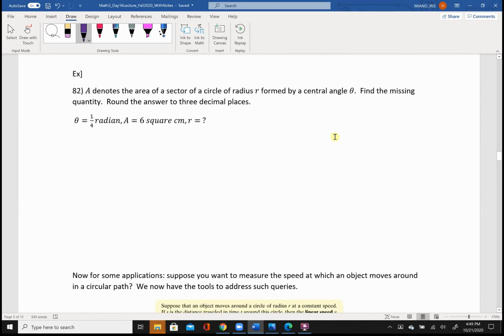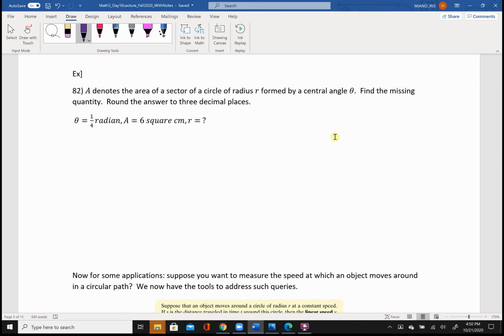So we have a similar problem like we did with the previous number 78. We are going to be tasked with finding the radius of a certain particular circle that has a sector area of 6 square centimeters and a central angle of 1/4 of a radian. So it's basically plug and chug, folks.